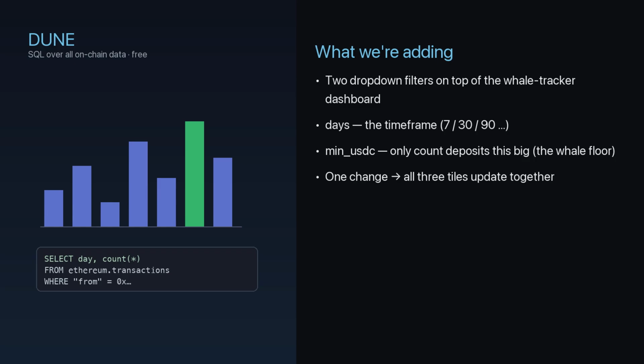Here's the plan. We take the dashboard from last episode and give it 2 controls at the top. 1, a time frame, so you can look at the last 7 days or the last 90. 2, a minimum deposit size, a whale floor, so you can hide the small fish and keep only the big moves. And the magic is change 1 filter and all 3 tiles, the net inflows, the leaderboard and the biggest deposits, update together. Let's see how.